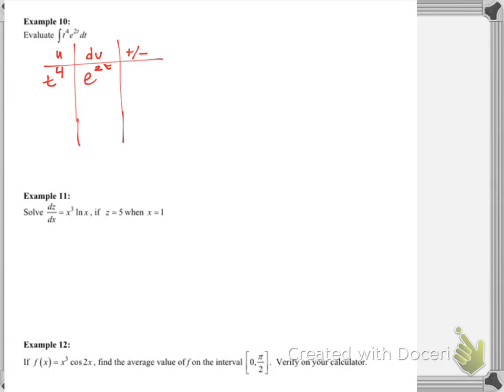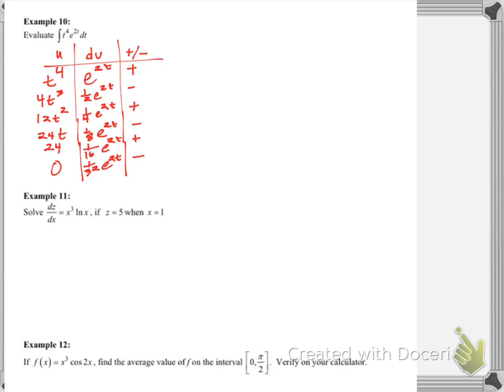And if we derive that u term until it goes to 0, and we integrate the dv, e to the 2t, then we'll get down until they're parallel to each other. So here are all the derivatives until we get to 0 with that polynomial, and that's kind of how it goes when you use a polynomial. And then when you do the antiderivative of e to the 2t repeatedly, remember the antiderivative of e to the 2t is 1/2 e to the 2t. So there you have the antiderivatives of each of those respectively.